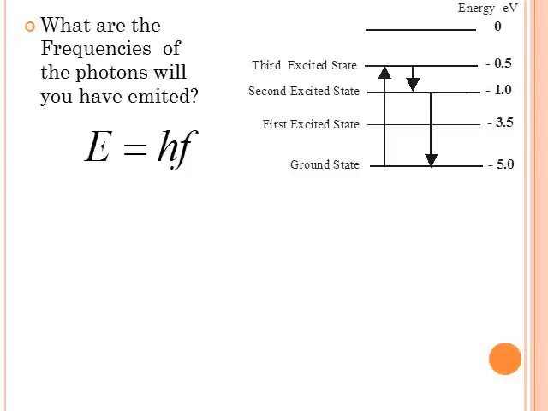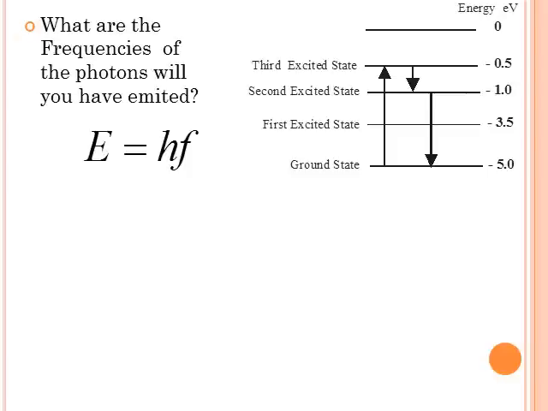It could do it in any combination. It's kind of random what it will do. Now, there might be a more probable one than the other, but we don't have to worry about any of that. Okay, so let's say that in this particular case, it started from the third and then dropped down to the second, and then from the second down to ground. And we want to find out the frequency of the photons emitted in both of these cases.